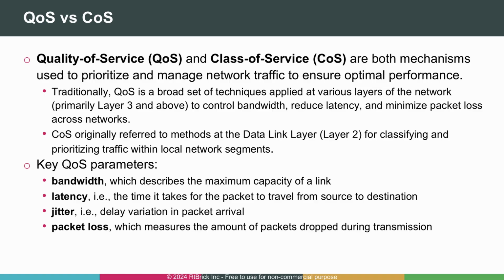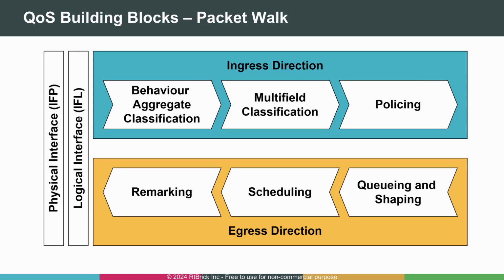Finally, we have packet loss, the percentage of packets that are dropped during transmission. Traffic loss can occur because of congestion or be enforced deliberately when traffic violates service contracts. Protocols like TCP can retransmit lost packets, while UDP cannot, which makes careful QoS design essential to ensure each traffic stream is treated appropriately. Now let's break down the main functional building blocks of QoS.